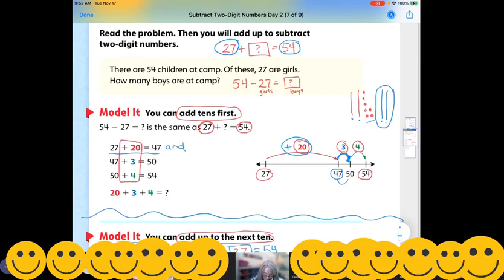So they went to the nearest 10, 47 to 50, and they added 3. So 47 plus 3 more is 50. And then they knew that they had only 4 more to go because they were at 50 and they needed to get to 54. 50 plus 4 is 54. And there it is. So now we add our 20 plus 3 plus 4, and we get the same exact answer. 54 minus 27 is 27. They just went about doing it in a different way.